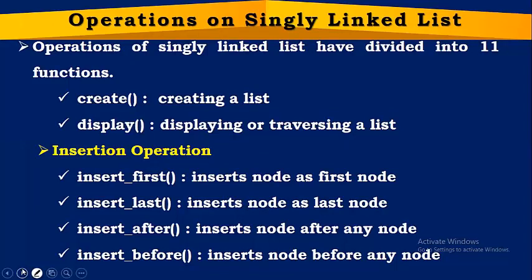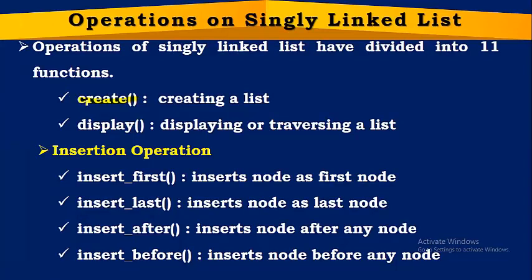Divided into 11 functions. So let's go through one by one. Now first, the create function. The create function is going to create a singly linked list with initial nodes. Initial number of nodes: how many nodes the user wants to insert initially in a singly linked list can be created by using this function.